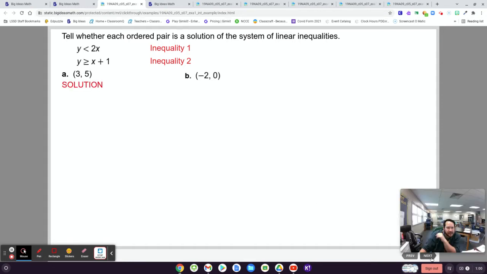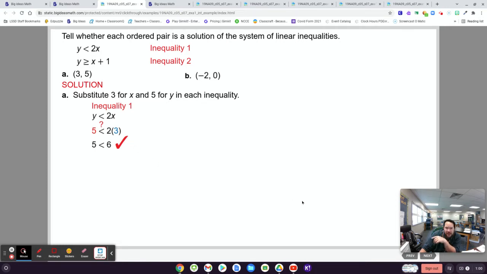Okay, let's see how you did. You plug in 3 for x and 5 for y, but you have to do it in both inequalities. When you plug it into the first one, it works because 5 is less than 2 times 3. 5 is less than 6. That's true. You also have to plug in 3 and 5 for the second inequality. You get 5 is greater than or equal to 4. That is also true.